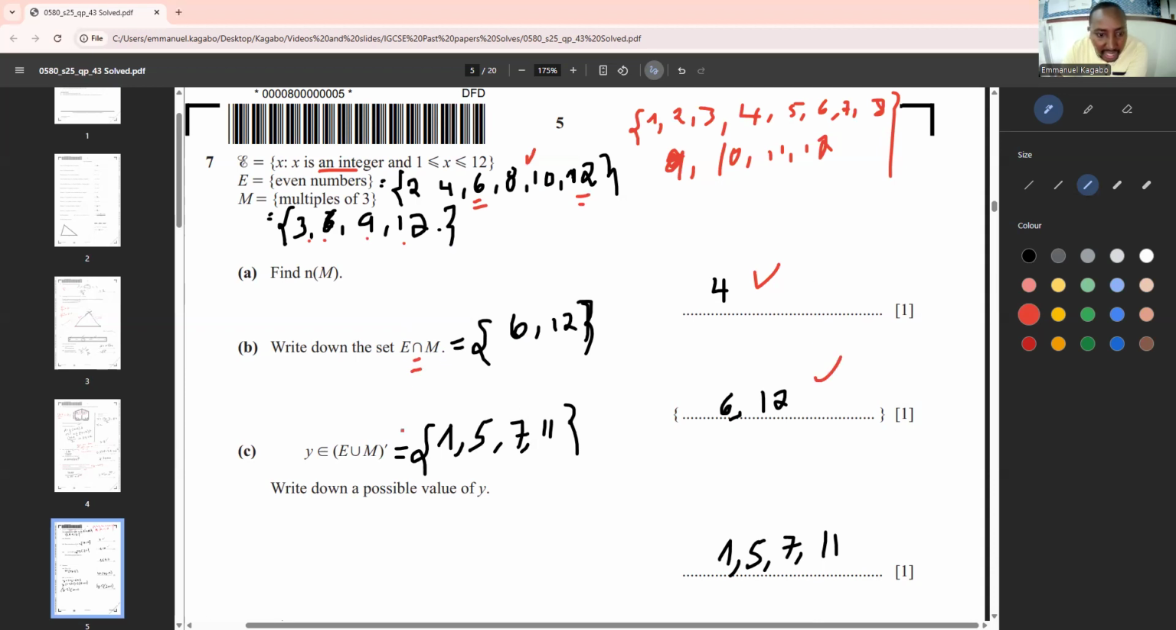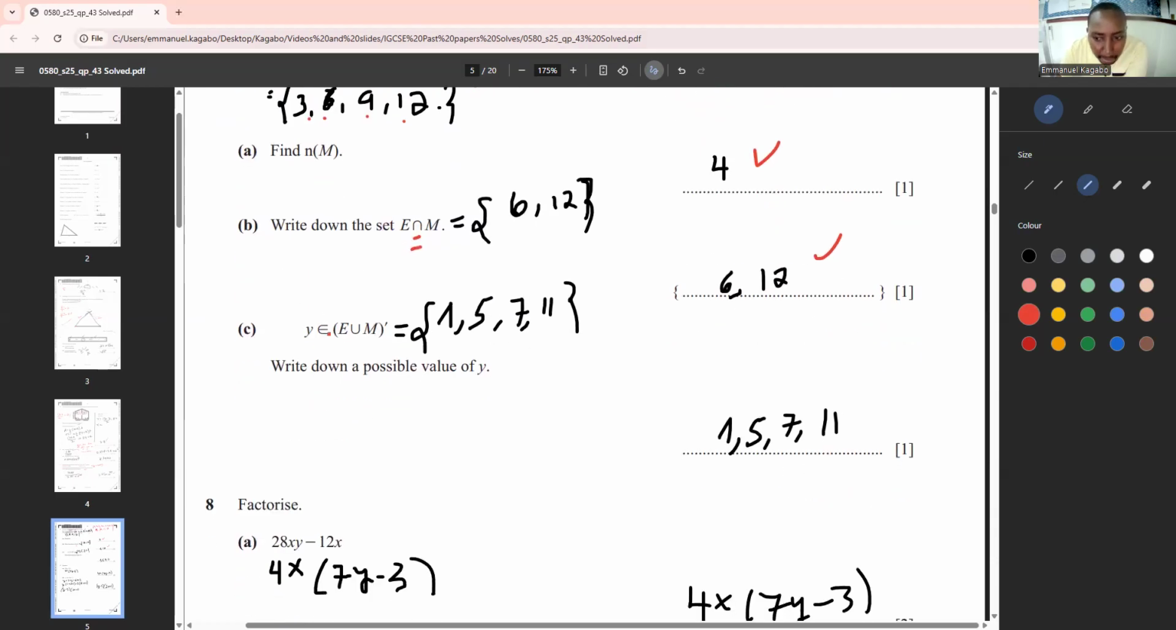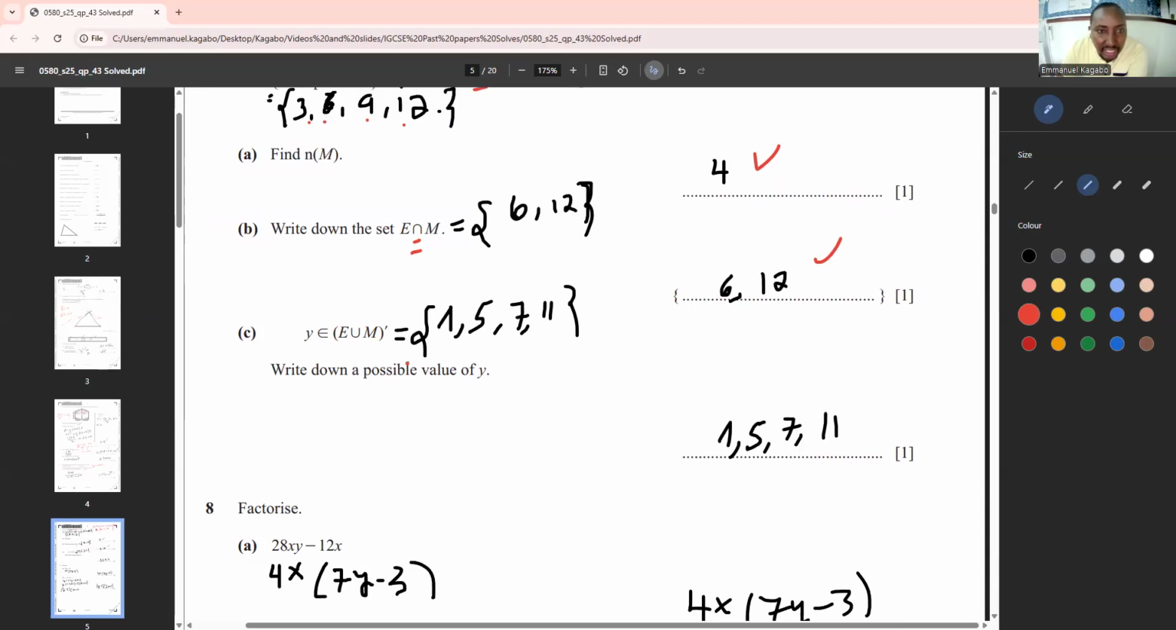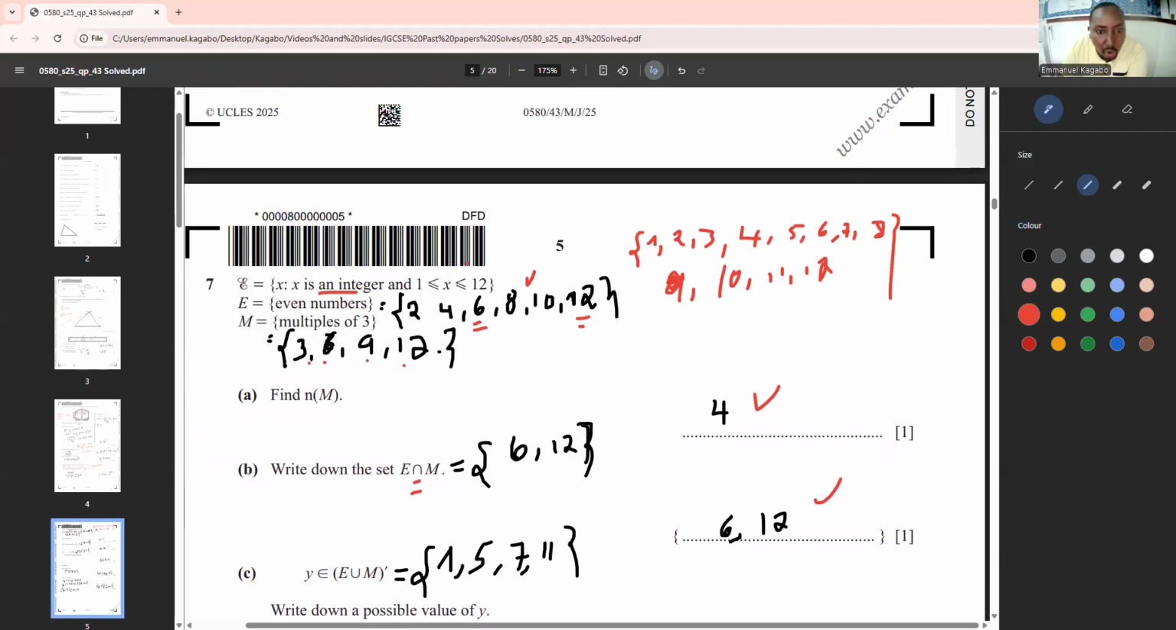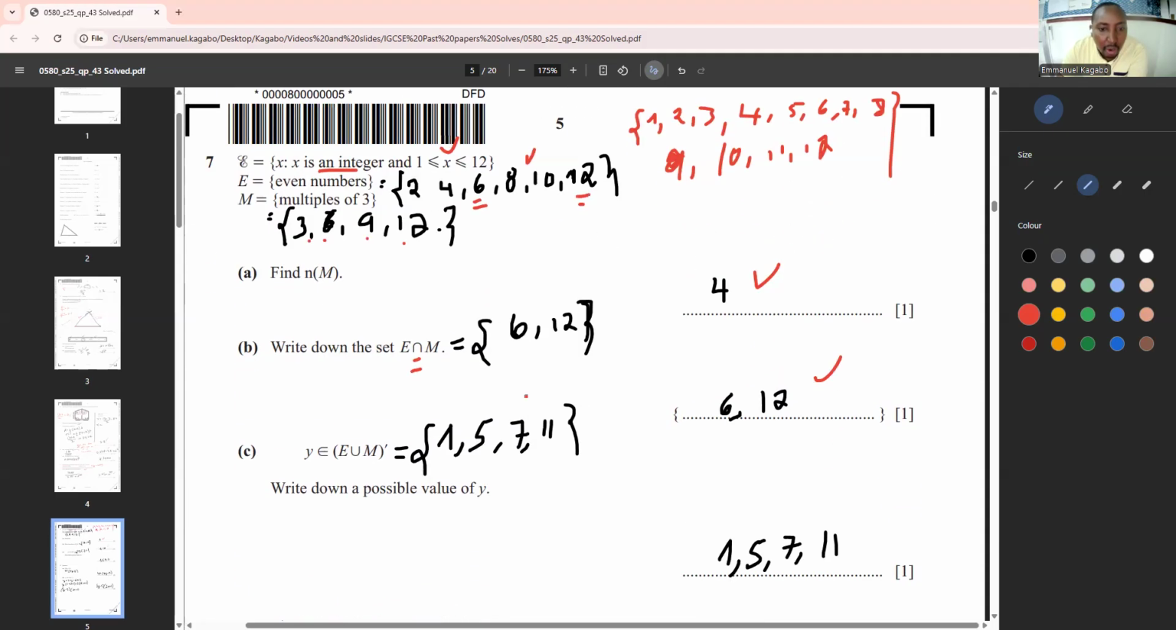Okay, very good. Then they say, find the member of E union M complement. So basically, elements that are not in the two sets, which are only here, but they are not in set E and they are not in set M. The complement means not in this. So basically, if you check this list and this, the numbers I don't have from that list are this one.